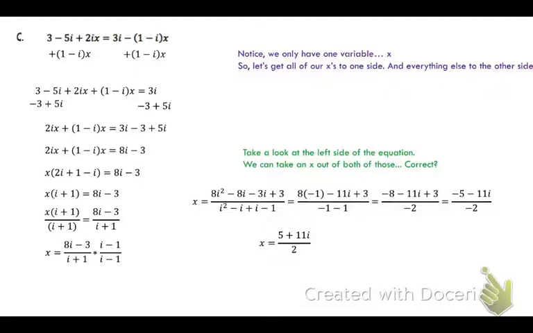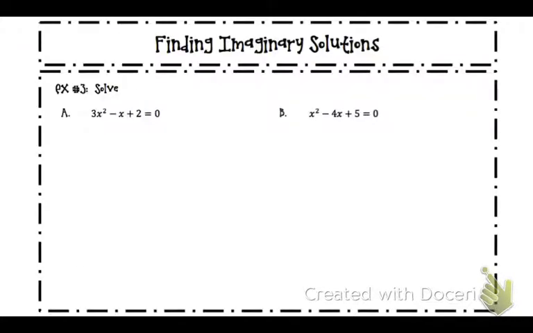Because if we look right here, everything in that is negative, so we can just multiply it all by negative, and that's how we end up at this. Right there. Okay? And remember, you can also write that as 5/2 + 11i/2. I'm good either way. All right, so finding imaginary solutions.